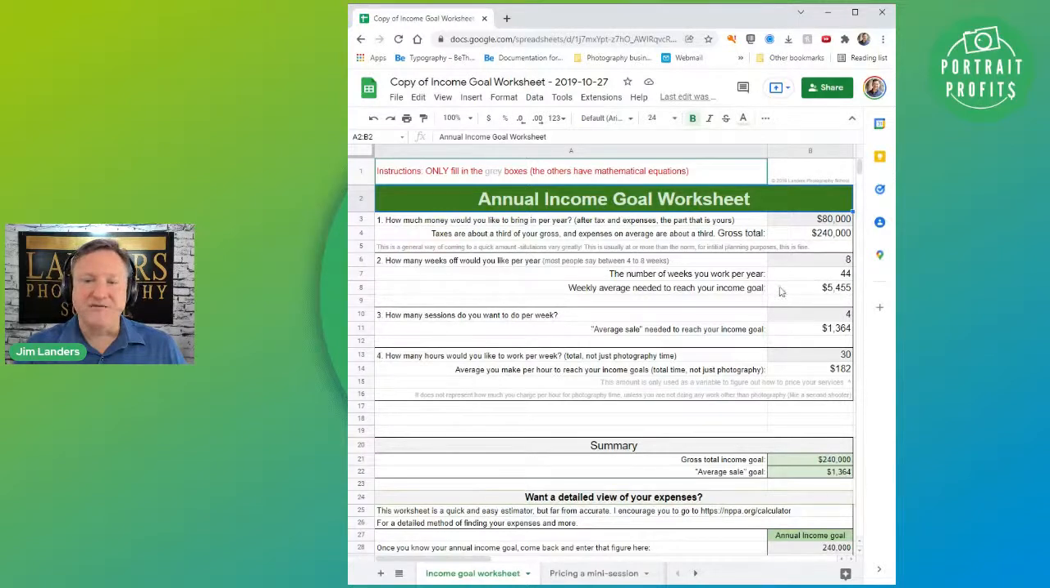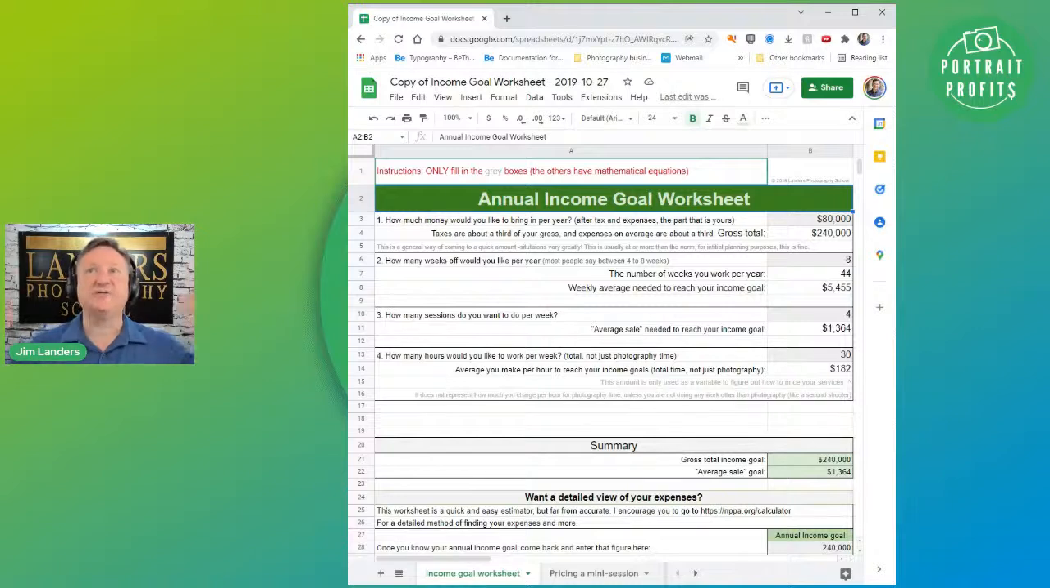Now, the number of weeks you work per year, because there's 52 weeks in a year, would be 44, meaning you need to bring in about $5,500 every single week in order to reach your goal of 240,000. How many sessions do you want to work per week? Put that number in the comments section.